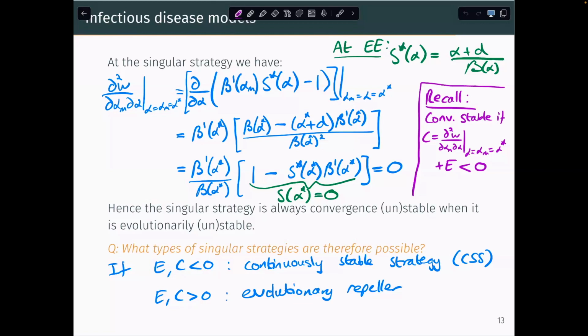If E and C are both negative, we have a continuously stable strategy. This is our fitness peak, and there is a path that leads us all the way to that fitness peak, right? We converge to it. And once we get there, it's uninvadable. If E and C are positive, then we have an evolutionary repeller. This is like our valley, right? Everywhere around has a higher fitness, and we just move away from it. Okay? We can't get branching points with this because these have to have the same sign. We can't get a Garden of Eden with this because they have to have the same sign.